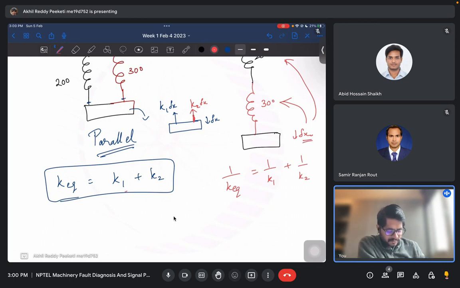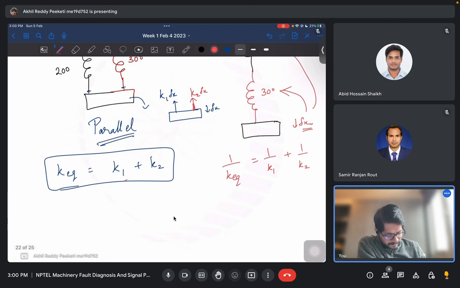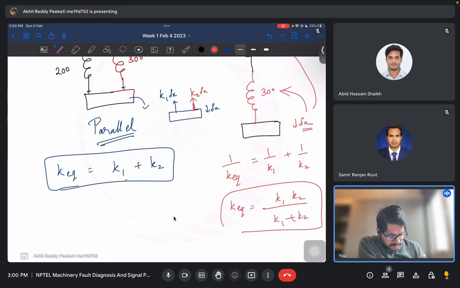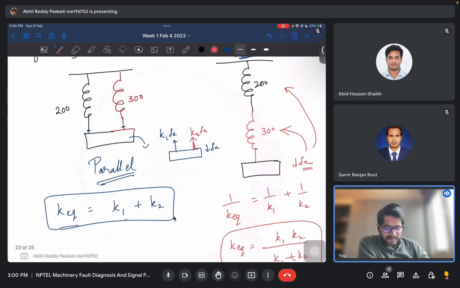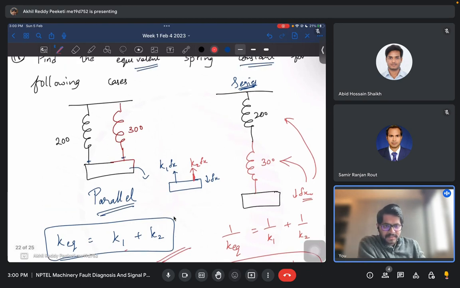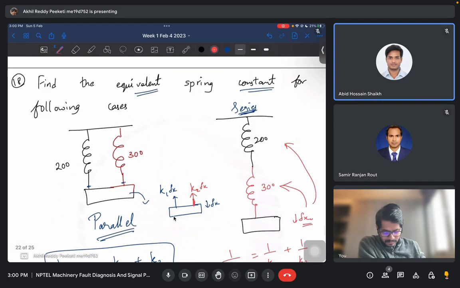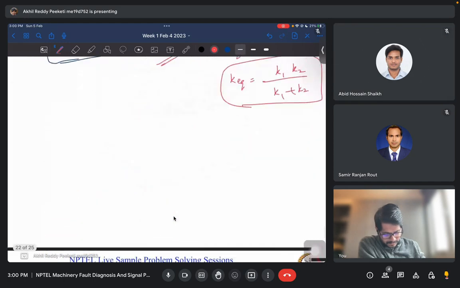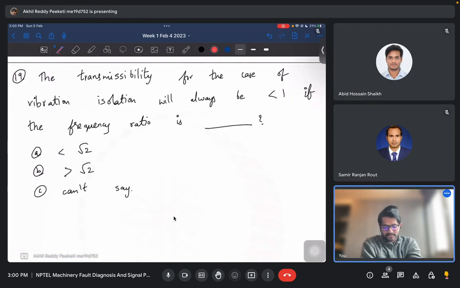Here you need to do the opposite. So K equivalent here would be K1 K2 by K1 plus K2. This is when the springs are in series, one after the other, and if they are in parallel, it's just adding up. Is this clear now? Yeah, that's good. Now let's move on to the next question.